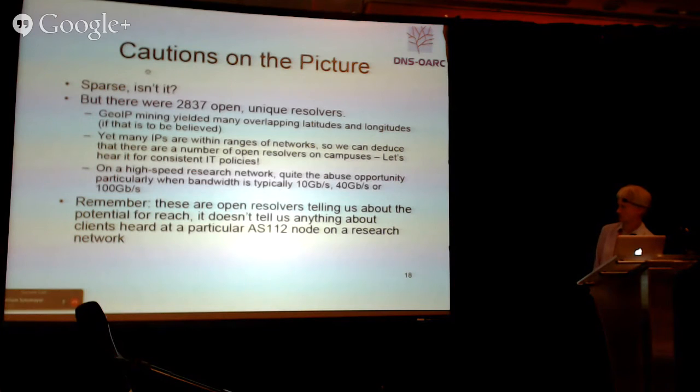A picture is not necessarily worth 1,000 words. There were about 3,000 open resolvers clustered in a number of groups. I would say they were on campuses, judging from the IP ranges. And there was a lot of consistency within the campuses. So let's give it a hand for consistent IT policy. Mind you, on a high-speed research network, what a delicious opportunity for attack surface. So, what does it tell us about the clients, though? Not the open resolvers, clients on the research network. Next slide.